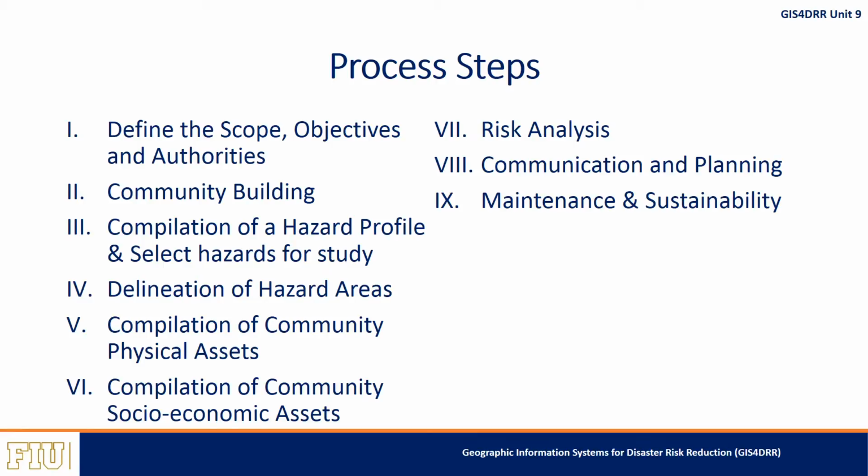Let's look at the process steps necessary for a successful project. We need to define the scope, objectives, and authorities to ensure we have what we need to execute. We need to build a community. We need to compile a hazard profile and select the hazards for this study. We need to delineate the hazard areas. We also need to compile the community physical assets and the community socioeconomic assets. We need to perform the risk analysis. We need to communicate and plan that communication carefully. We need to plan for maintenance and sustainability of the effort.